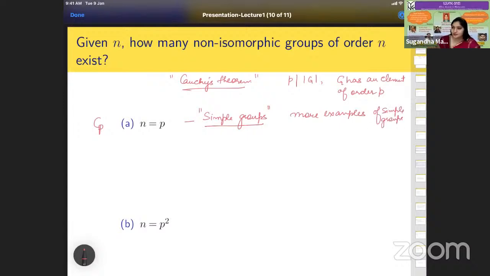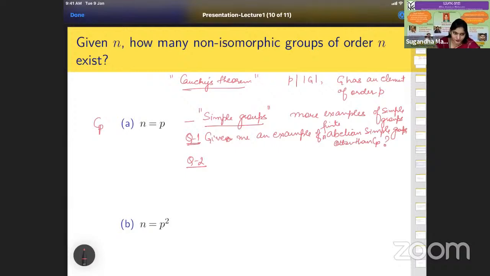Let's take some questions in order. Question 1: give me an example of an abelian simple group, and let's restrict ourselves to finite ones, ideally other than cyclic groups of order p. Can you find some abelian simple groups different from cyclic groups of order p? Second question: if I delete this abelian, can you give me an example of a simple group different from cyclic groups?